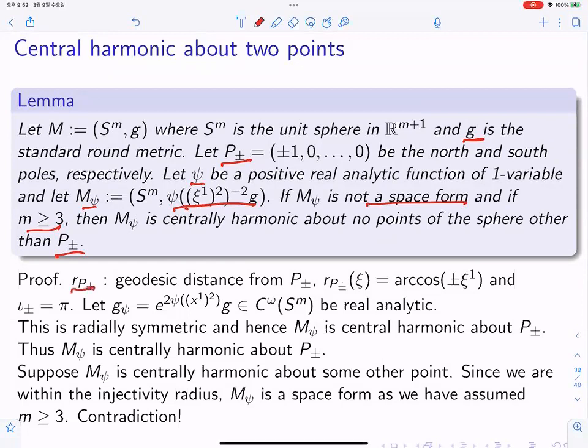Okay, let R be the geodesic distance from the north and south poles. Then the geodesic distance is arc cosine plus or minus psi one, and the injectivity radius is pi. You give the real analytic function depending on the x1 coordinate. Okay, actually here psi one, sorry. So this is a radial symmetry. Then M psi is a central harmony about those 2 points. This is from the theorem here.